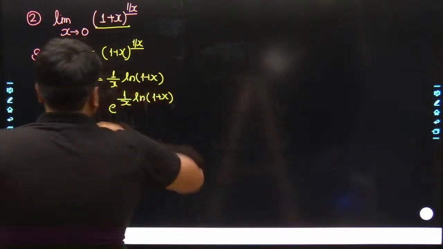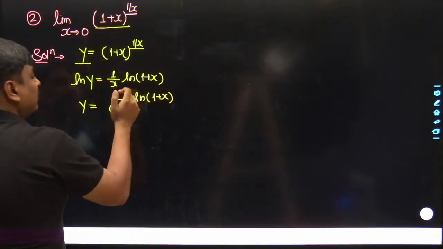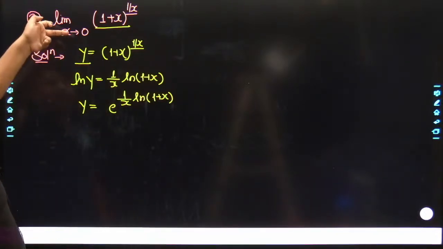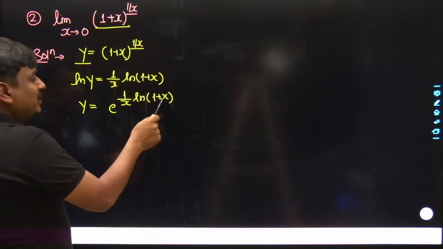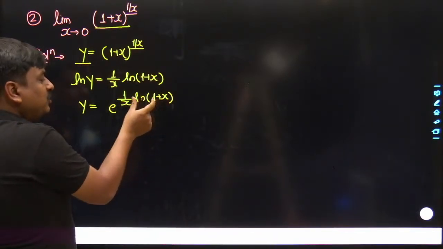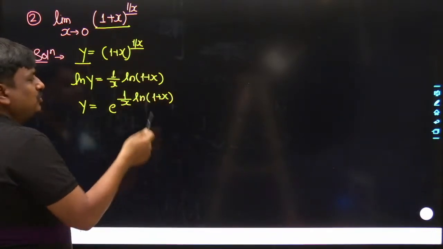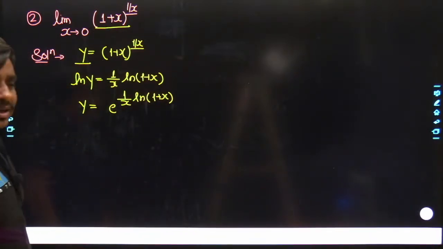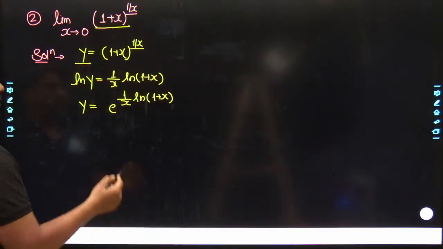See, if you forget about e for the time being, it is a function 1 upon x ln of 1 plus x. And once you feed x tends to 0, obviously 1 plus x, where x is tending towards 0, would make ln of 1. Ln of 1 used to be 0. And on the denominator side, you have got 1 upon 0, which is nothing but infinity.